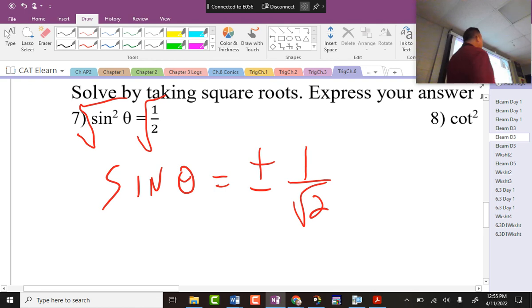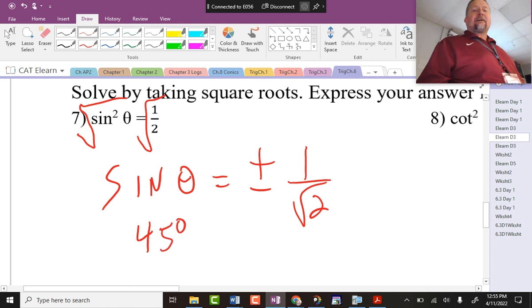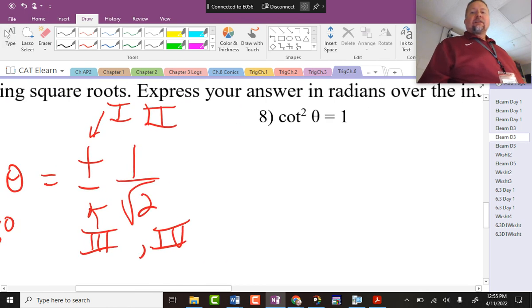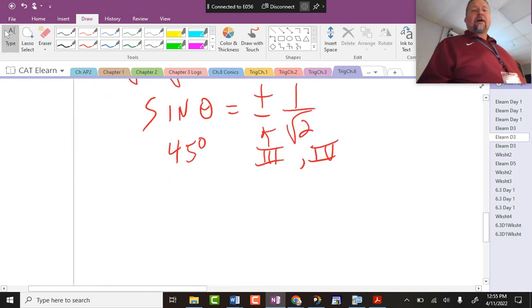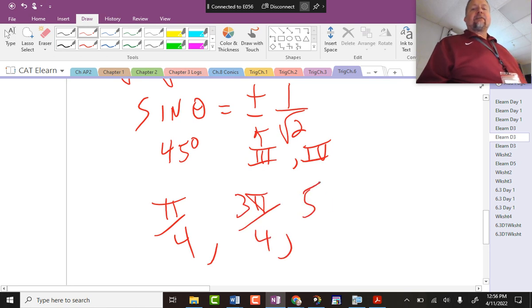Hey, by the way, what's the reference angle as you walk out of here? It's not a 60. It's not a 30. It's a 45. You seniors are killing me. All right, and then it's every single 45 because positive is quadrant 1 and 2. Negative is quadrant 3 and 4. So I put in this set of directions just over 0 to 2 pi, so it is all the over 4s. Pi over 4, 3 pi over 4, 5 pi over 4.